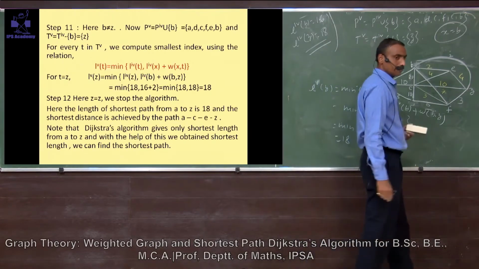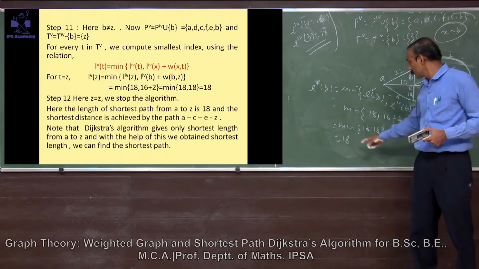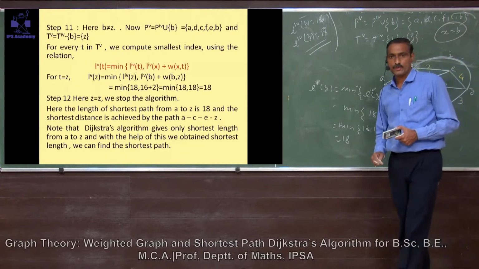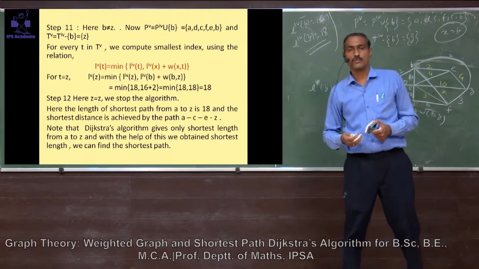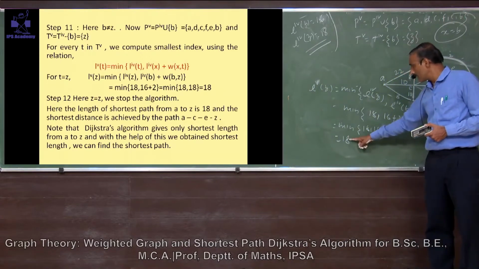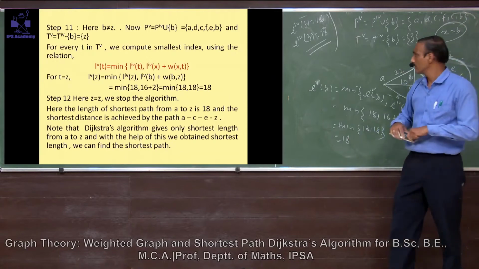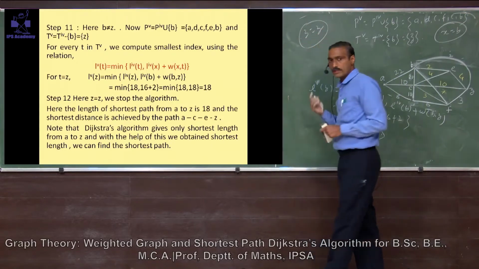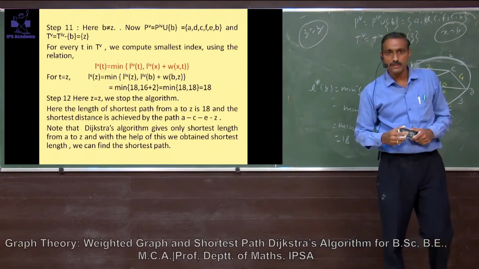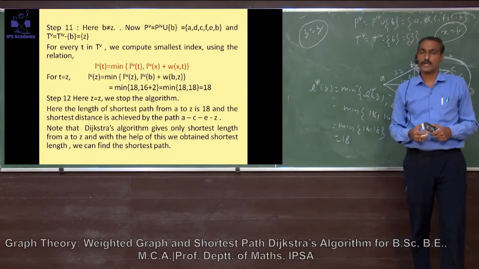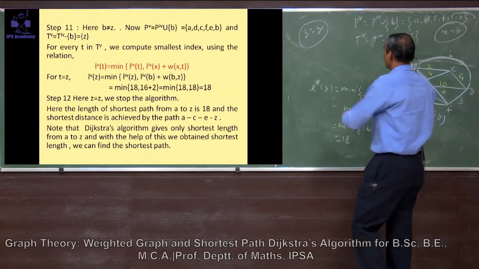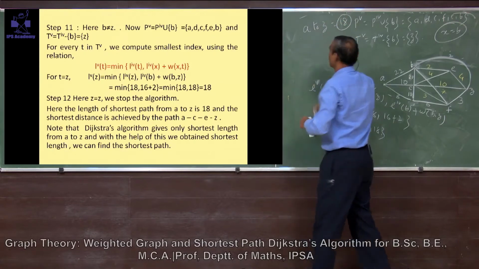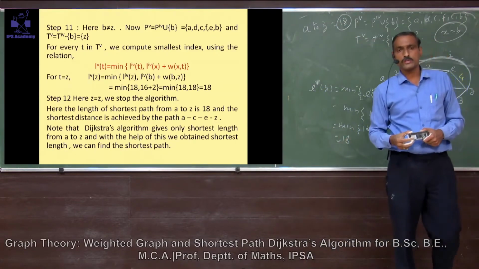So what is the index of 18? The index of 18 is 18, and which gives the shortest distance from A to Z. The smallest index of Z is 18, and this will give the shortest distance. So here we stop the algorithm because we reach our final vertex Z, and hence the length of the shortest path from A to Z is 18.